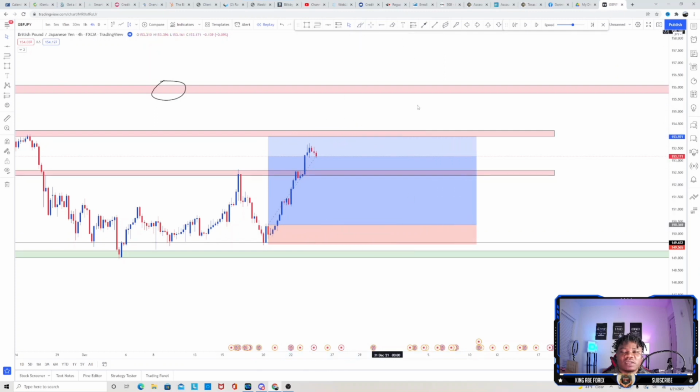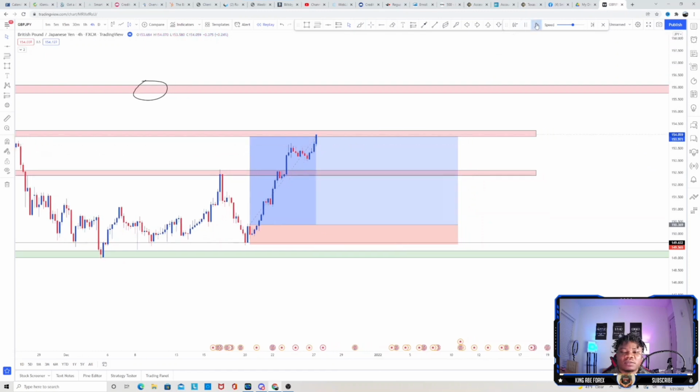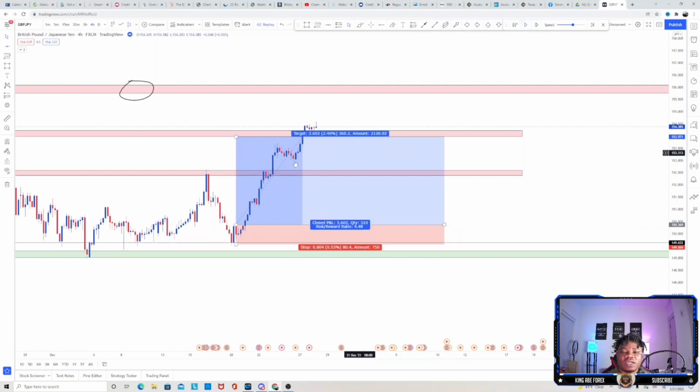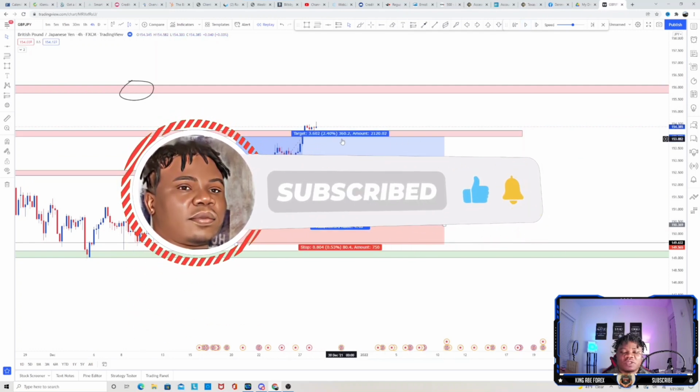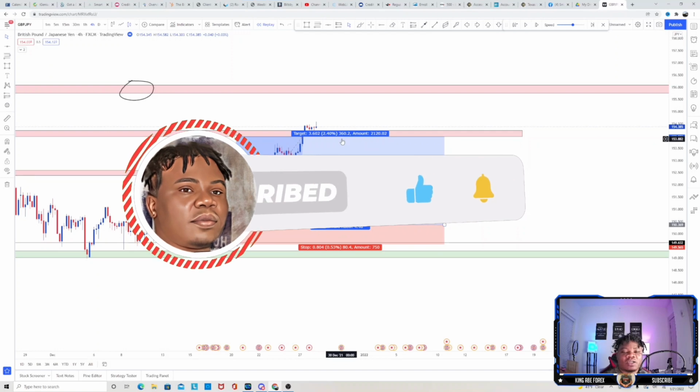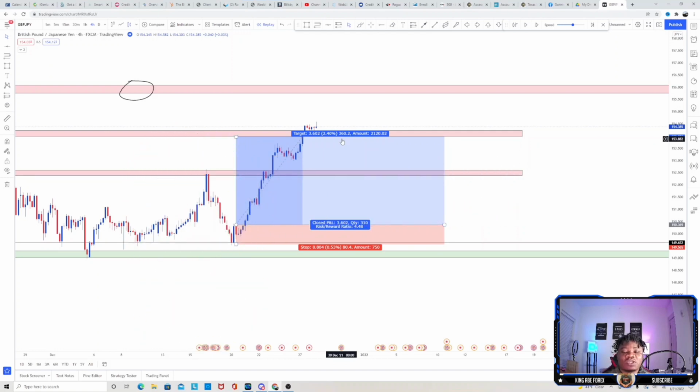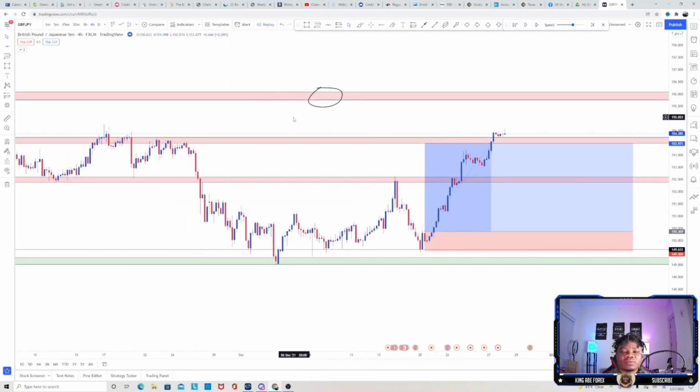So let's see how this trade played out. Right there, you got your take profit smashed. Altogether, your take profit was 360 pips. So guys, this is how you use this strategy to take a buy position, and your risk to reward ratio just for this trade was 4 to 4. This is a very, very good entry right here.